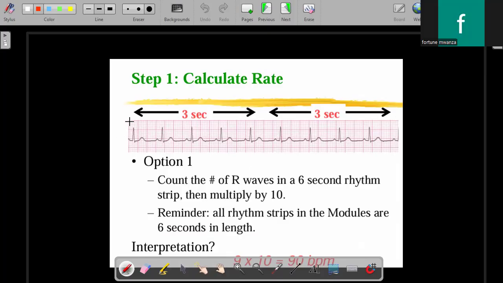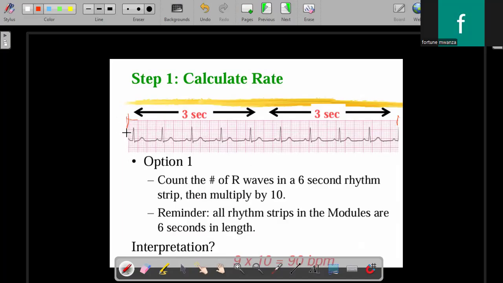Okay, so you get your ECG. So remember, I've told you one small box is 0.04 seconds. Then one big box is 0.2 seconds. Okay, so you get these boxes at a time of 6 seconds. So from here, you can see from here up to there, that's a period of 6 seconds.